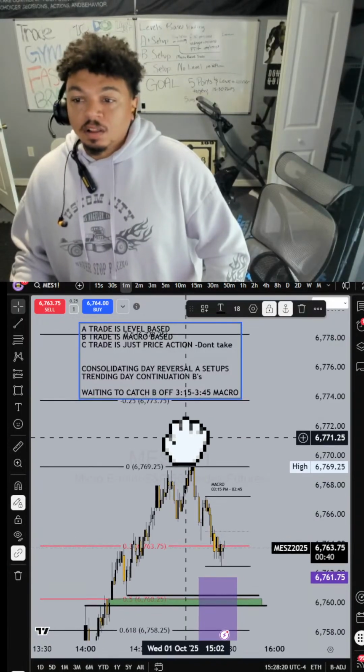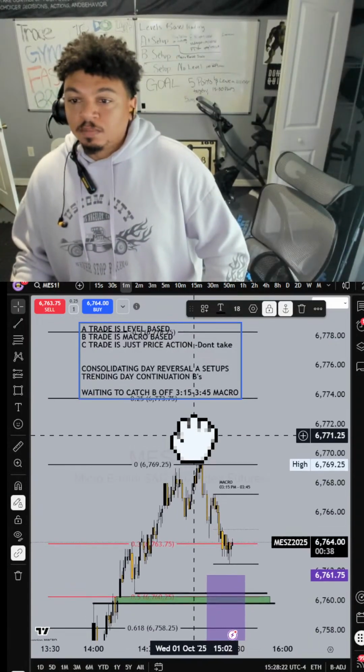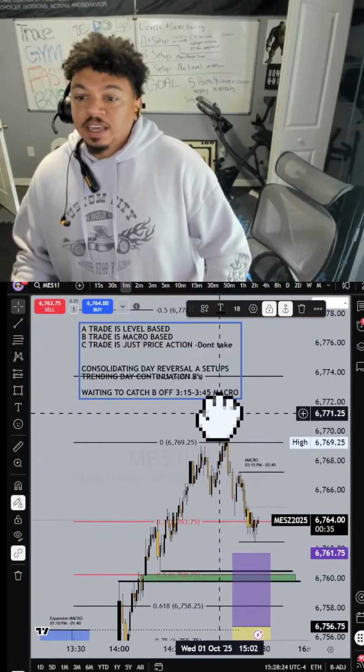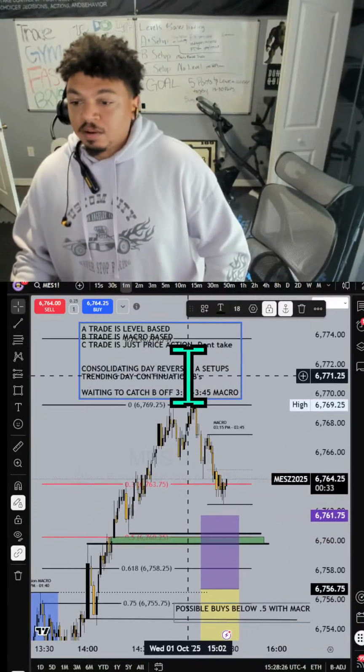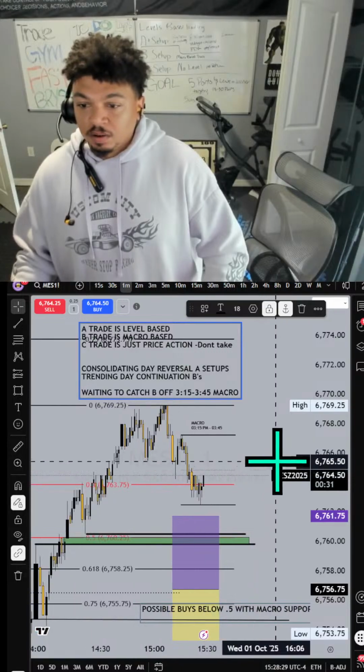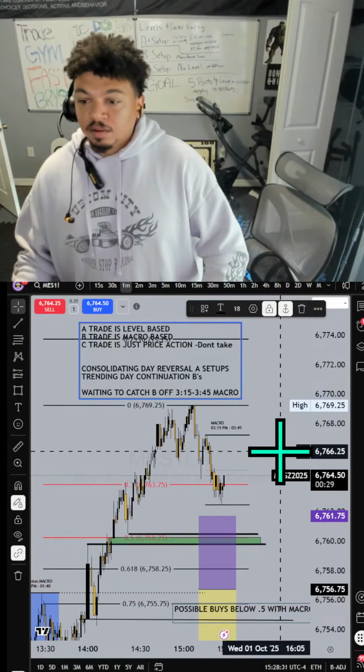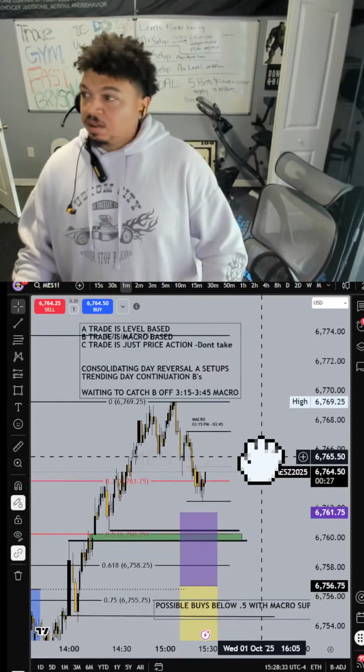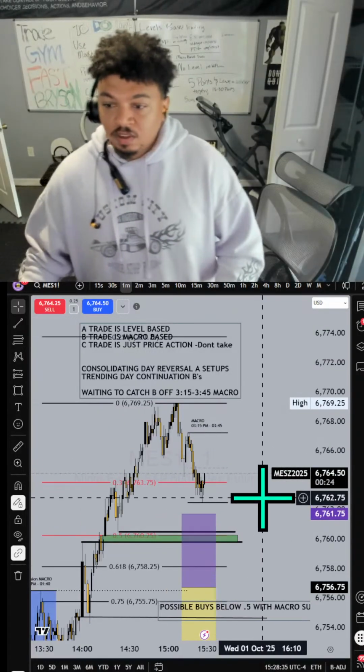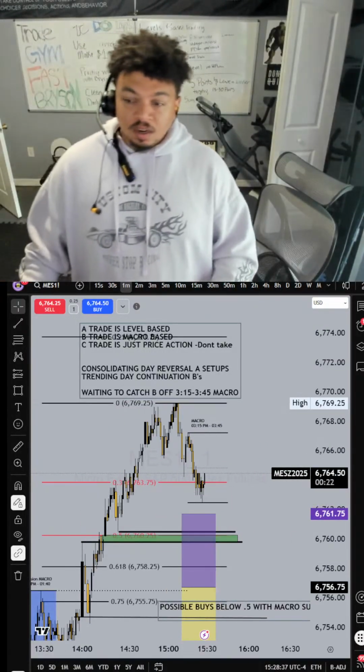Consolidating day is a reversal A setup. Trending day is continuation B's. Waiting to catch B off 315, 345 macro. Key information in the pursuit of greatness. That's the trading plan. So we're following that to a T. We're not going to deviate from that plan.